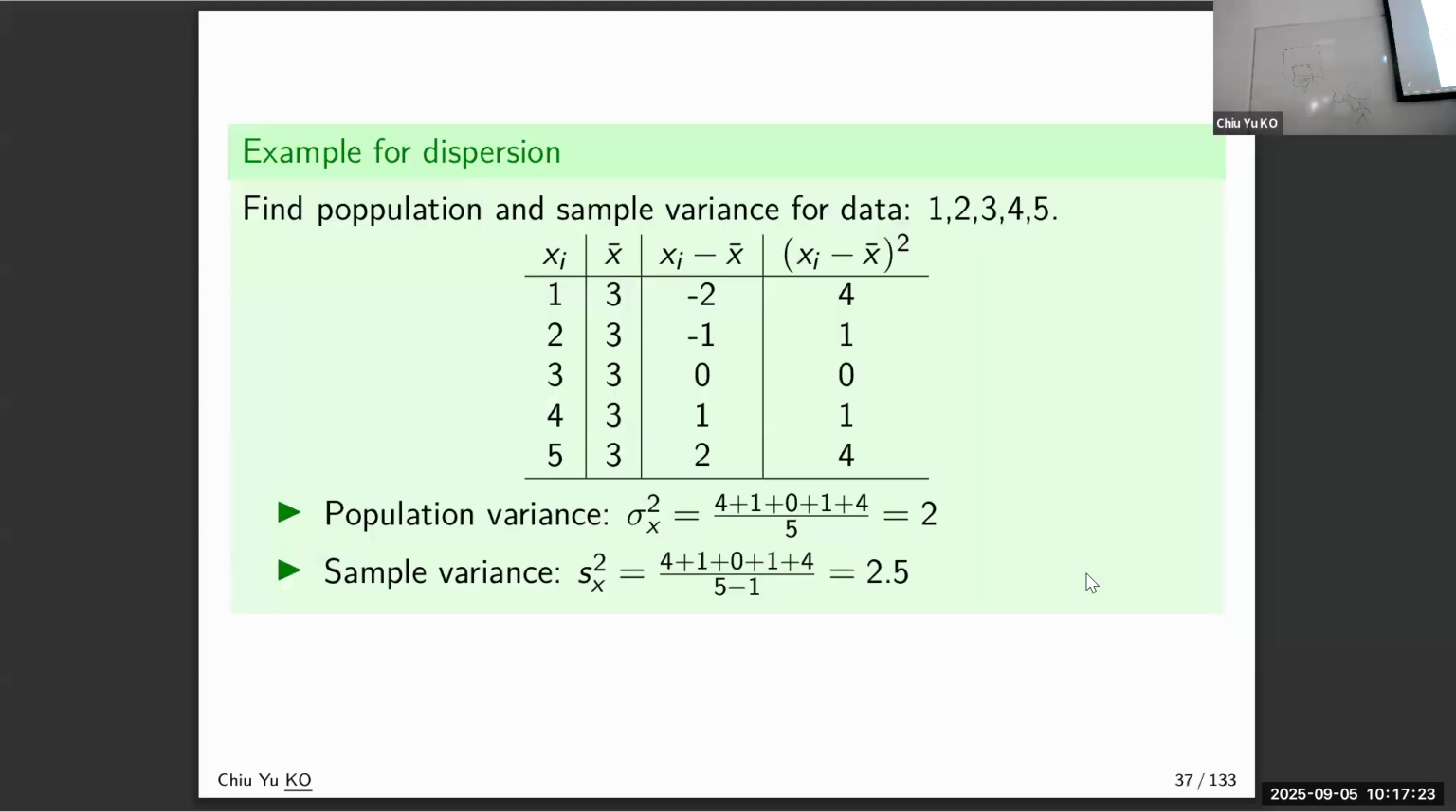So here we have some examples about the variance. The calculation is very simple. 1, 2, 3, 4, 5, and the mean will be 3, right? The second column just subtracts the mean from the first column. And you square each thing in the third column, which gives you the fourth column. And the variance is adding up everything in the fourth column divided by the number of them, which gives you the population variance. You divide it by n-1, which gives you the sample version.